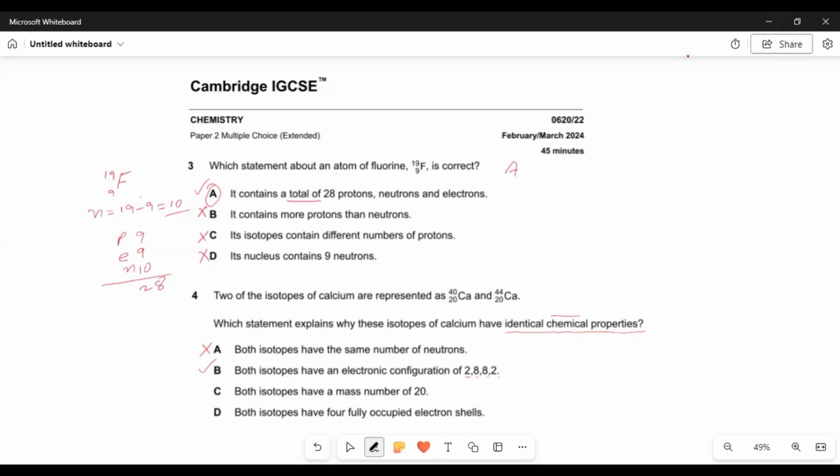Both isotopes have a mass number of 20. No, the mass number for this isotope is 40 and for this isotope it is 44. So it is wrong. Both isotopes have 4 fully occupied electron shells. Although it has 4 shells, 1, 2, 3, 4, they are not fully occupied. So that's why it is also wrong. So the correct option is B.